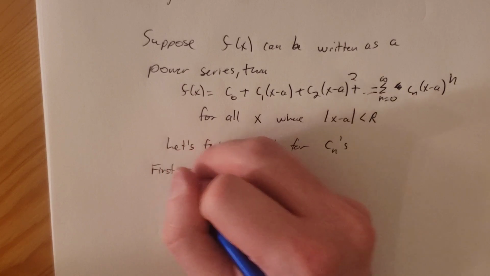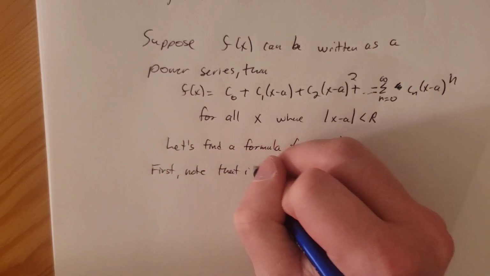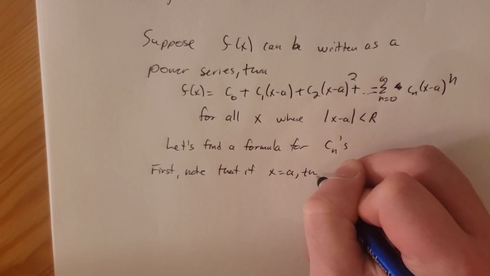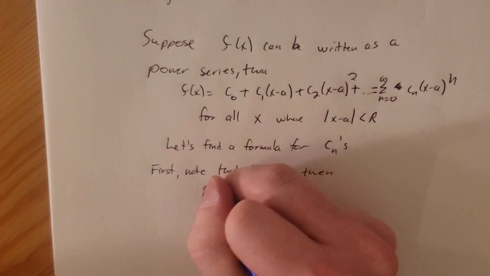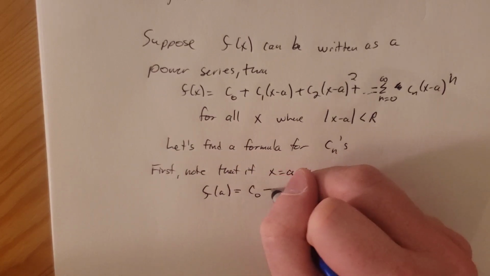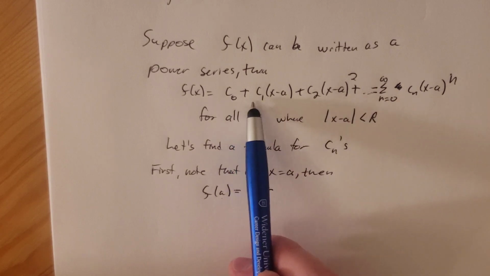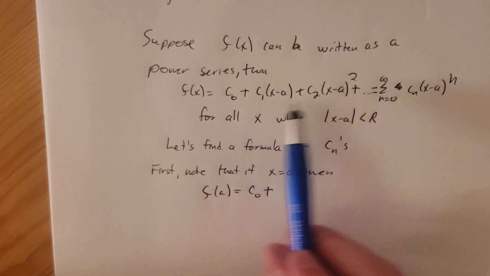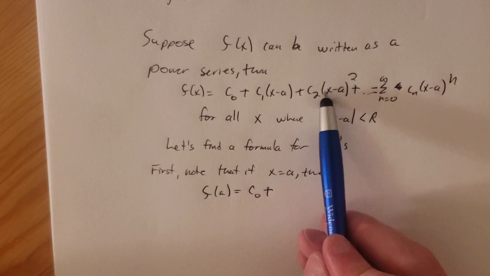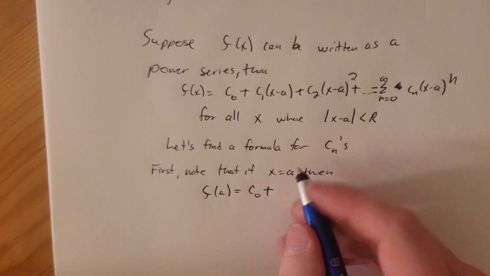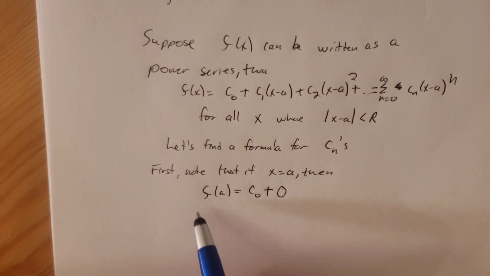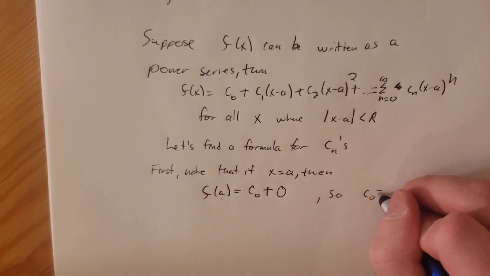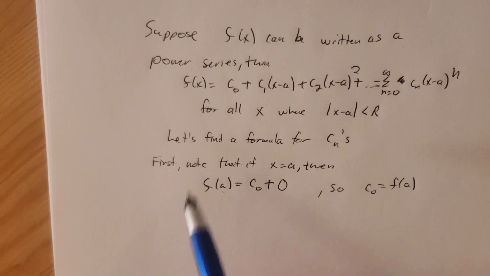First, note that if x is equal to a, then we have f of a is equal to c naught plus, and let's plug in a into this up here. Well, if I plug in x equals a, then we get a minus a, so this term goes to 0. If I plug in a here, a minus a, that goes to 0. So, in fact, we just get 0. So f of a is equal to c naught. Okay. So we have a way to calculate our first coefficient, that's c naught. That's actually just f of a.